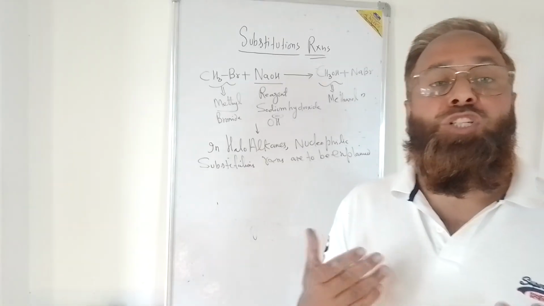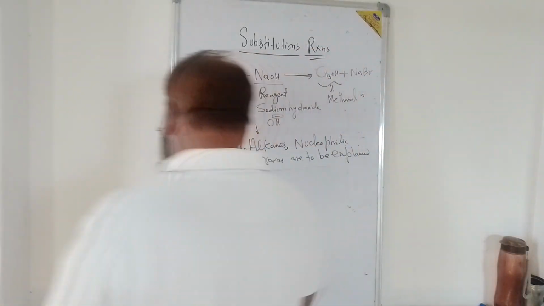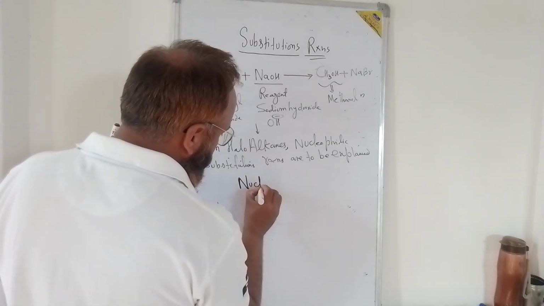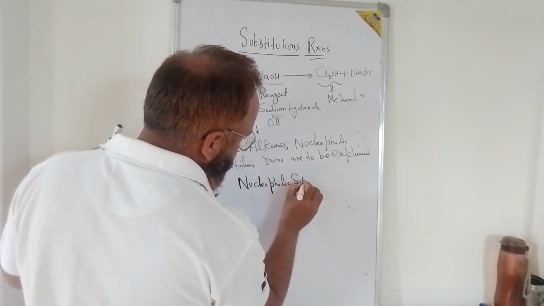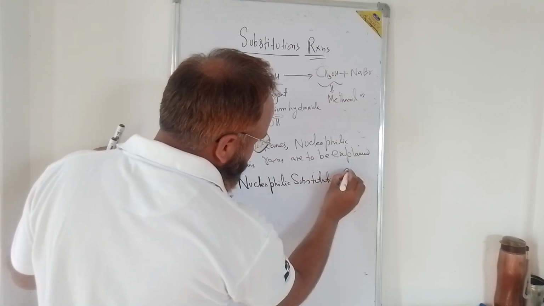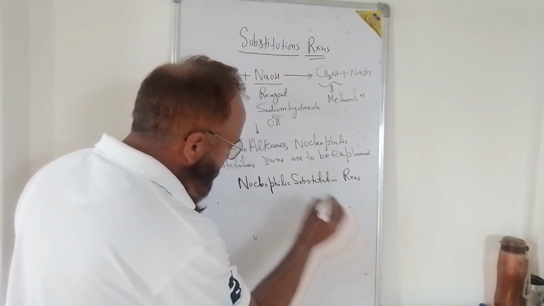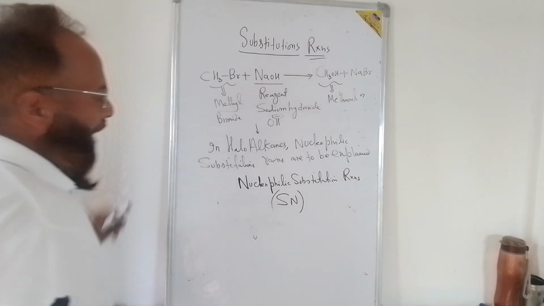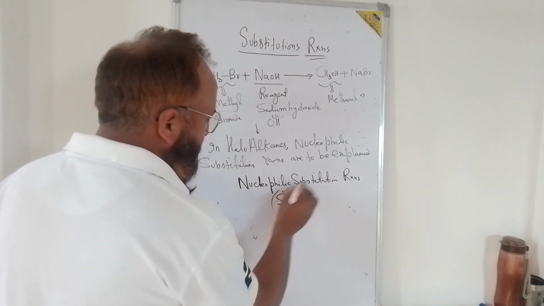What are the letters used to define substitution reactions? Basically, write down, nucleophilic substitution reactions are to be defined or represented as SN reactions. So SN is nucleophilic substitution reaction. N means nucleophile, S means substitution.